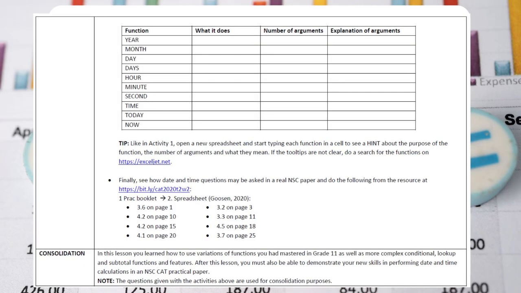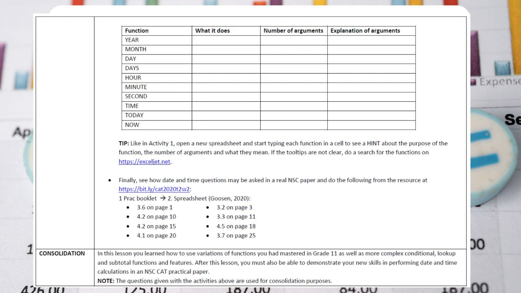Function: what it does, number of arguments, explanation of arguments. Year, month, day, days, hour, minute, second, time, today, now. Tip: like in Activity 1, open a new spreadsheet and start typing each function in a cell to see a hint about the purpose of the function, the number of arguments, and what they mean. If the tooltips are not clear, do a search for the functions on https://exceljet.net.